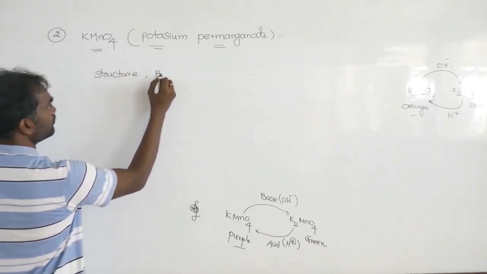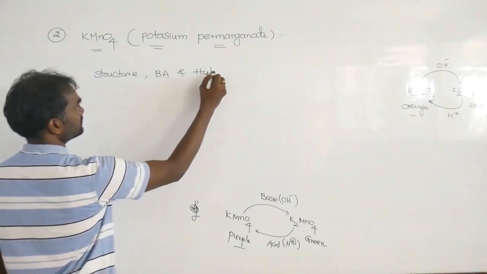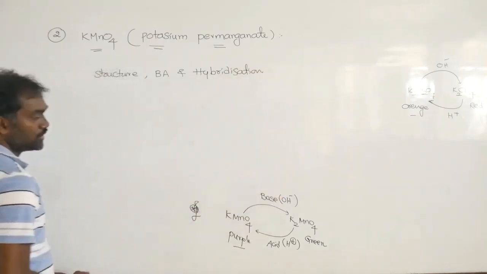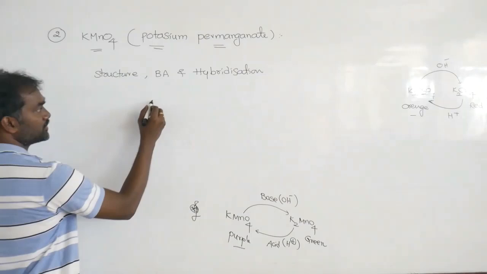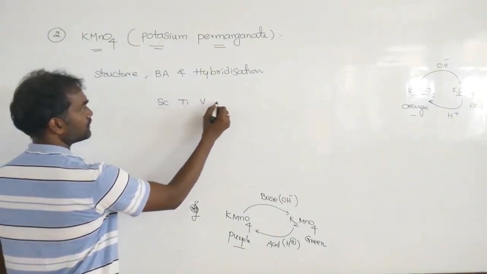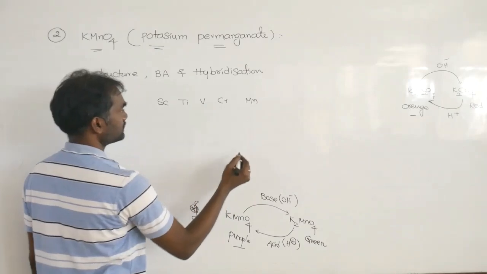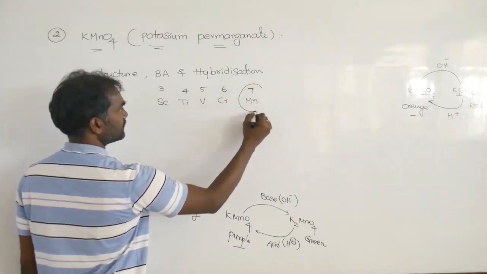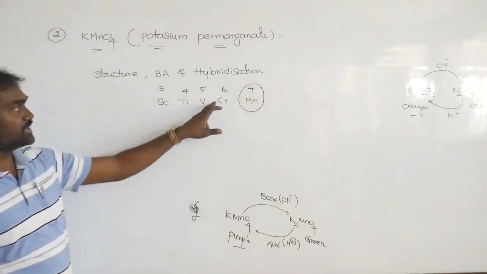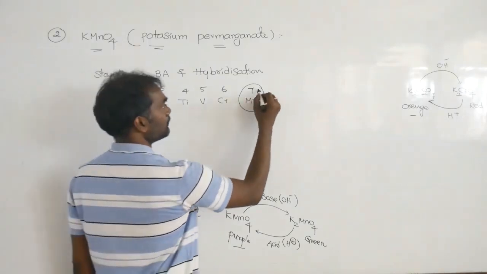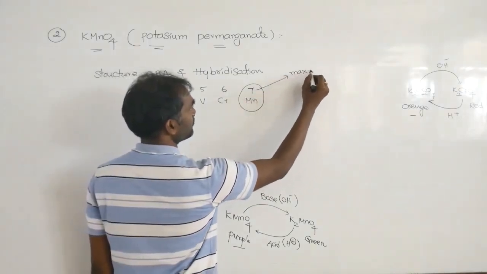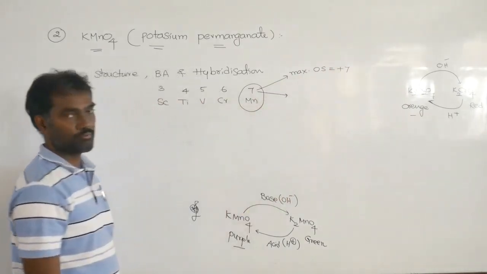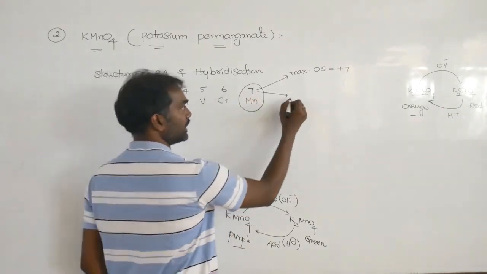So structure, bond angle and hybridizations of these two. Manganese is which group? Scandium, titanium, vanadium, chromium, manganese. So this is third group, fourth, fifth, sixth, seventh. Already in chromium what we discussed, here also same thing. So the maximum oxidation state is +7. Next, the maximum bonds, generally the group number only.